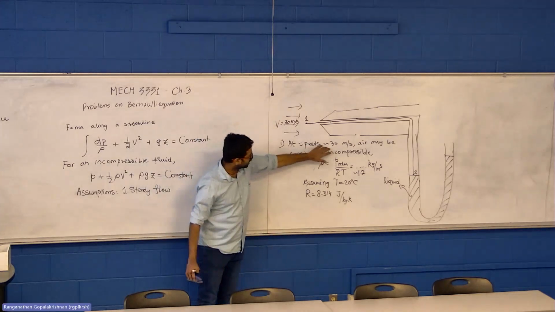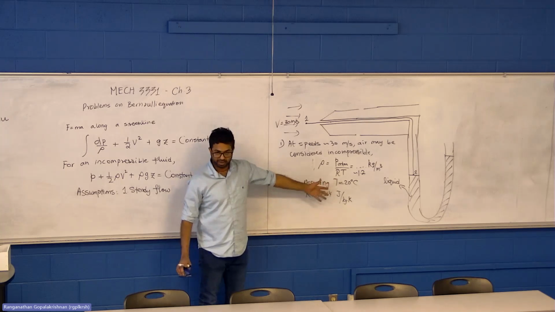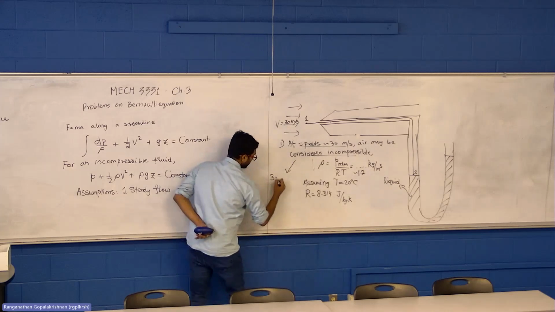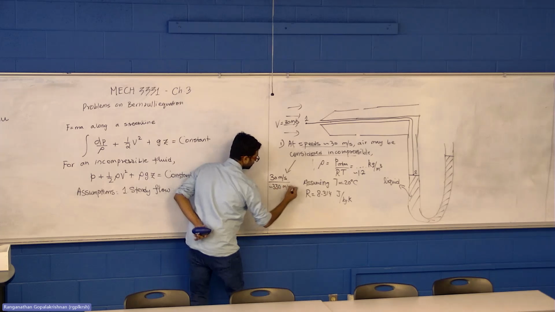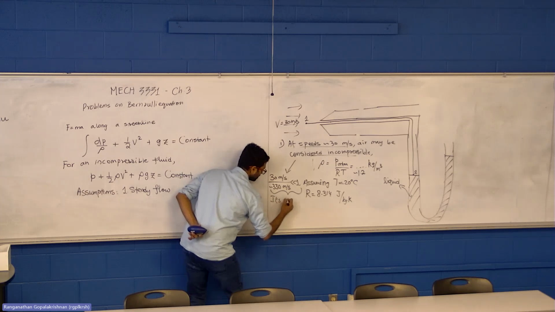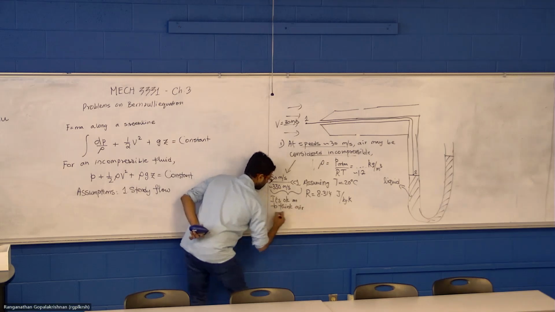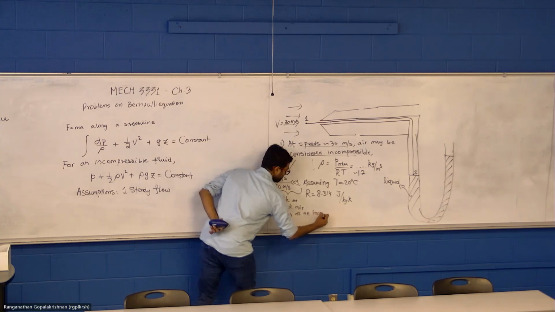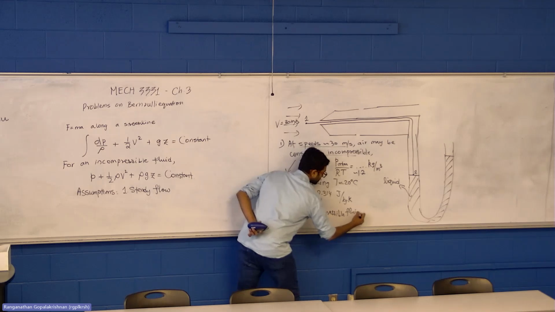So at speeds of 30 meters per second, air may be considered incompressible with a density of around 1.2 kilograms per meter cubed. And why is this okay? Because 30 meters per second, if you divide by the speed of sound, which is approximately 330 meters per second, is a number that is much less than 1, which is why we think it's okay to say or think air behaves as an incompressible fluid in this context.